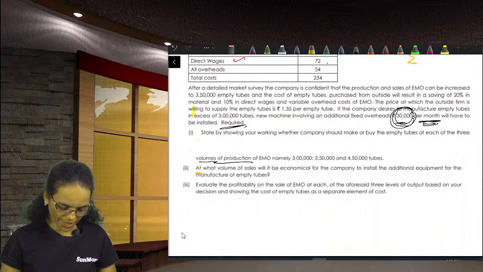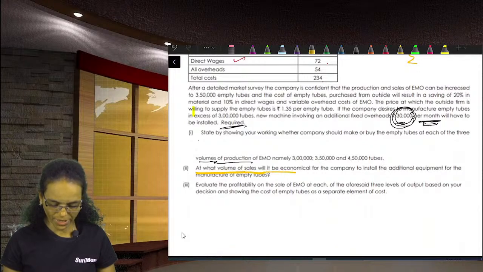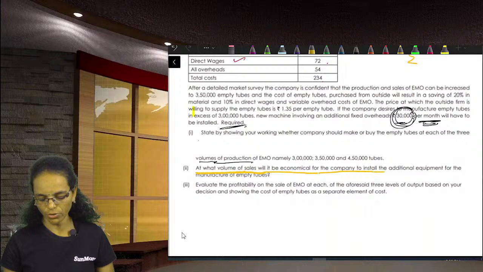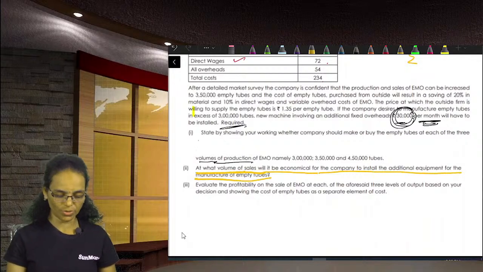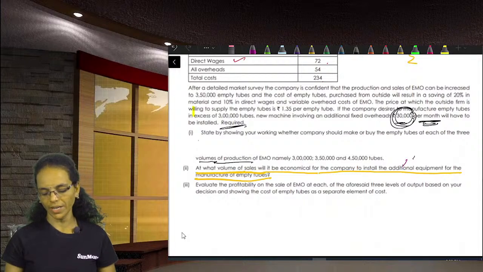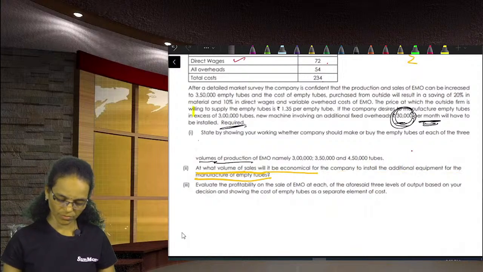Next, at what volume of sales will it be economical for the company to install the additional equipment for the manufacturing of empty tubes? This is, in simple language, the indifference point. We will see what this is.